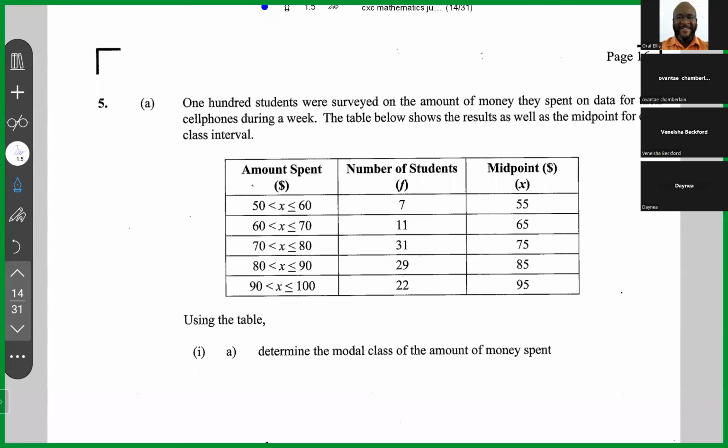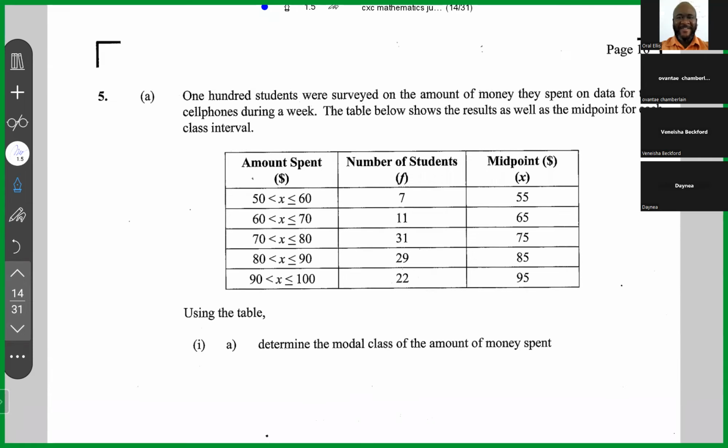All right, question number 5, which is the statistics question. It says 100 students were surveyed on the amount of money they spend on data for their cell phones during a week. The table below shows the results as well as the midpoint of each class interval.